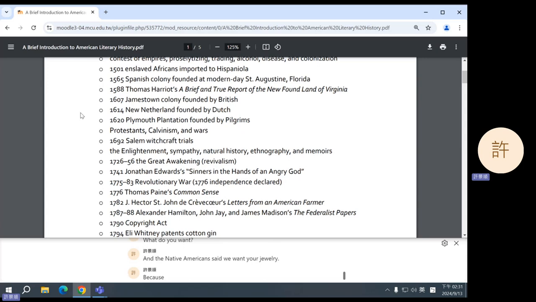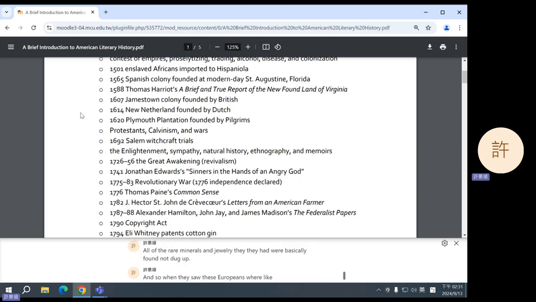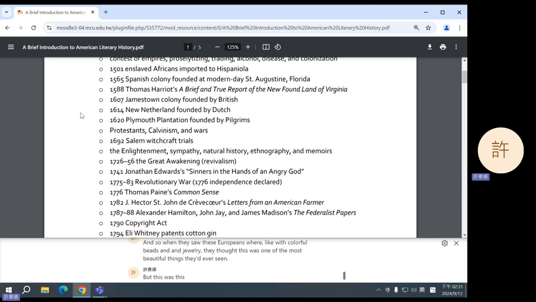Because North American society at that time did not have a large mining industry. All of the rare minerals and jewelry they had were basically found, not dug up. And so when they saw these Europeans with colorful beads and jewelry, they thought this was one of the most beautiful things they'd ever seen. But this is considered an unfair trade, because for the Europeans, land was much more valuable than colorful beads and jewelry. So today we think of this as Europeans cheating the Native Americans out of their land.